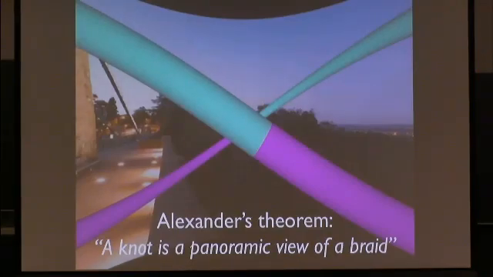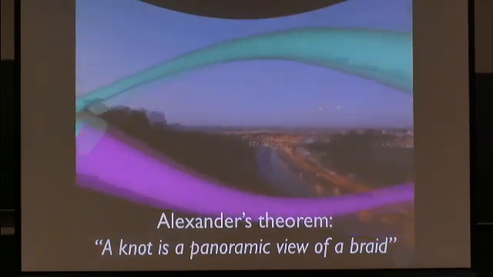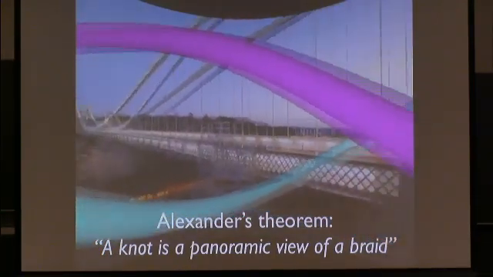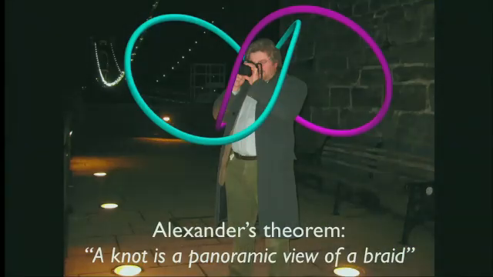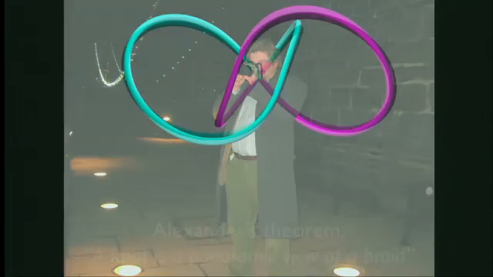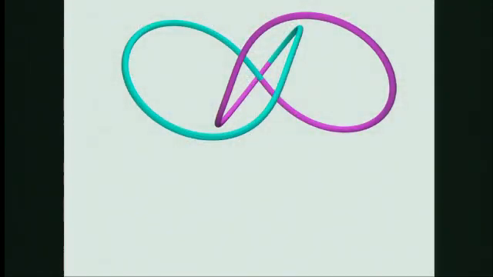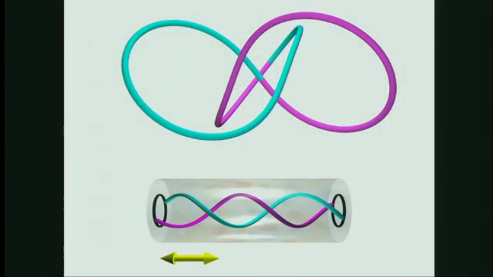So we employ, thank you, Alexander's theorem, which tells us that a knot is a panoramic view of a braid. So this is a panoramic view of my home city of Bristol and a braid. And that was me taking that picture. And you can see this idea that this panoramic view of the knot is what I get by joining the two ends of this torus together.